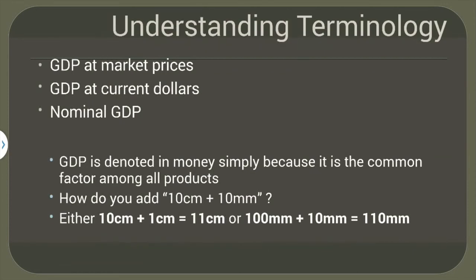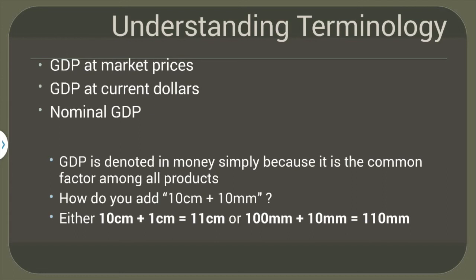Now just to understand terminology, whenever you hear the term GDP, you're usually talking about GDP at market prices, GDP at current dollars, or nominal GDP. They all actually mean the same thing. So when you hear the term GDP being utilized, we are speaking about either GDP at market prices, GDP at current dollars, or nominal GDP. So please be familiar with the terms. And when you read other textbooks or hear someone speaking, they may use either one of these terminologies. They all actually mean the same thing.